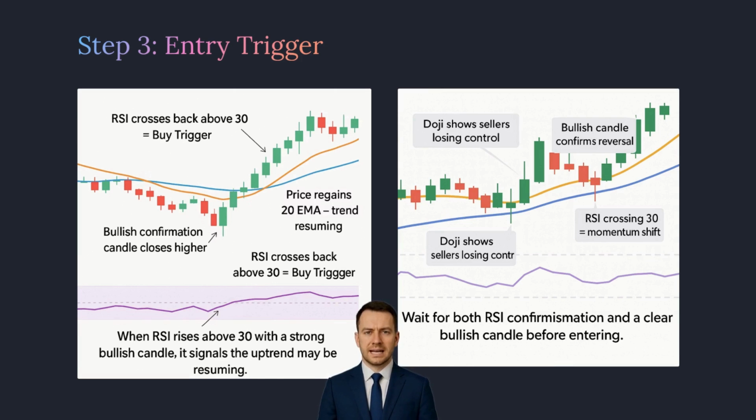Enter a long trade at the close of that confirming bullish candle or at the open of the very next candle. At this point, price should also be back above the 20 exponential moving average, or at least very close to it. Having price regain the 20 exponential moving average adds evidence that the upward trend is resuming. It's even better if price was above the 50 exponential moving average the whole pullback or quickly stays above it. That means the pullback didn't even breach the broader trend support.